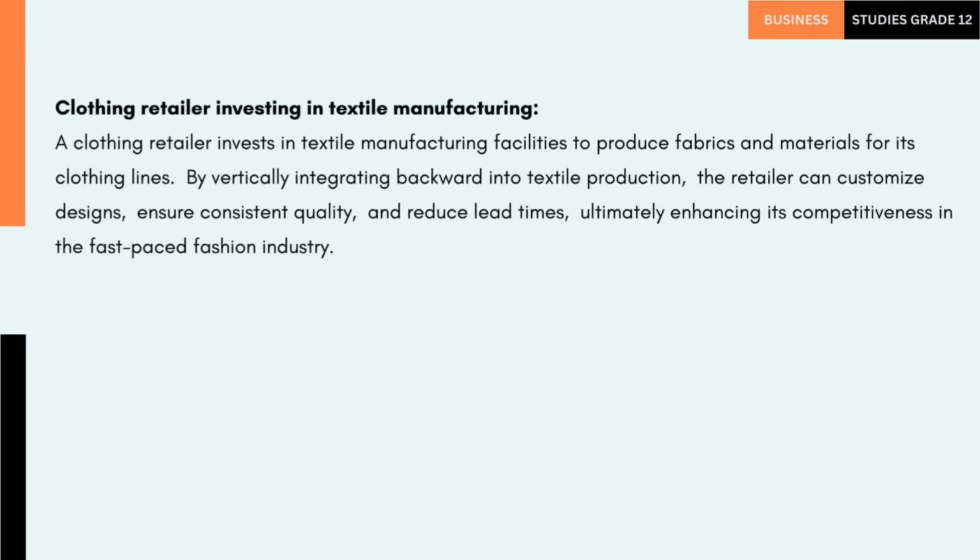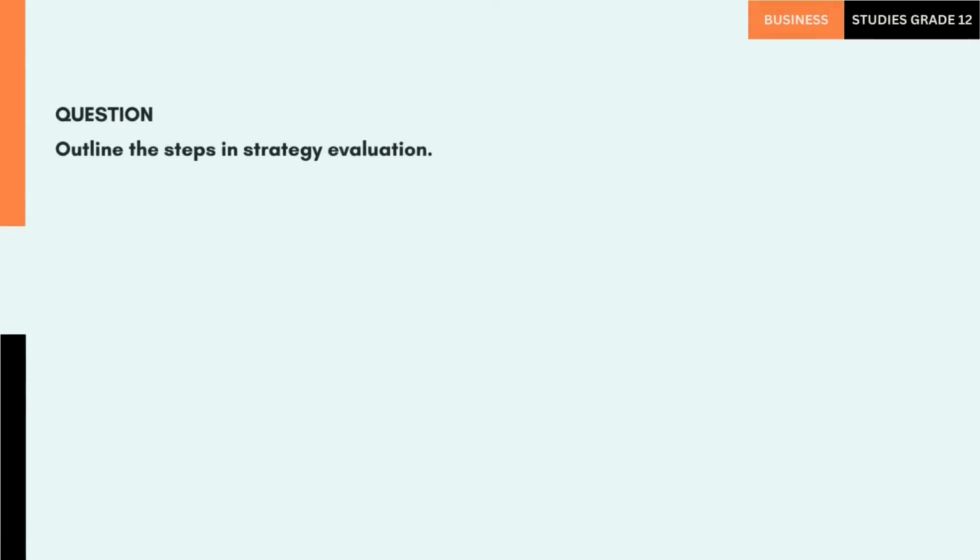2. Clothing retailer investing in textile manufacturing. A clothing retailer invests in textile manufacturing facilities to produce fabrics and materials for its clothing lines. By vertically integrating backward into textile production, the retailer can customize designs, ensure consistent quality, and reduce lead times, ultimately enhancing its competitiveness in the fast-paced fashion industry.